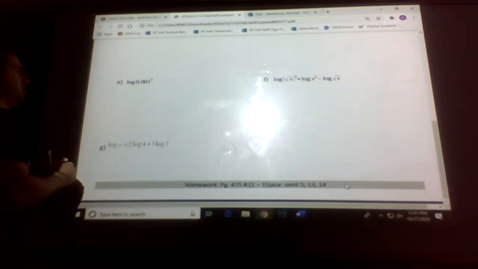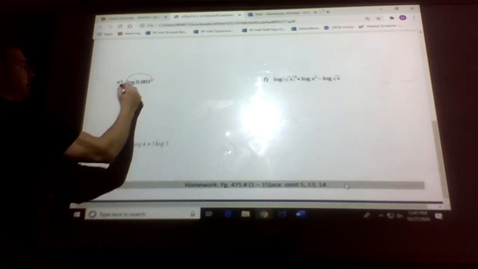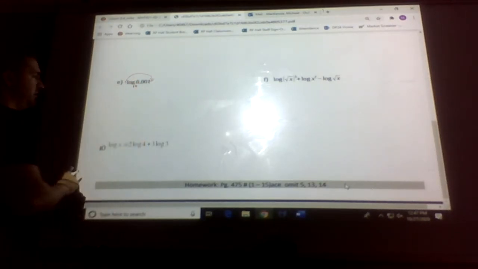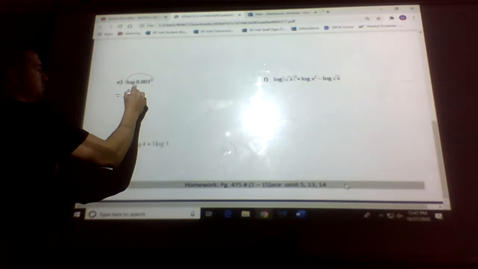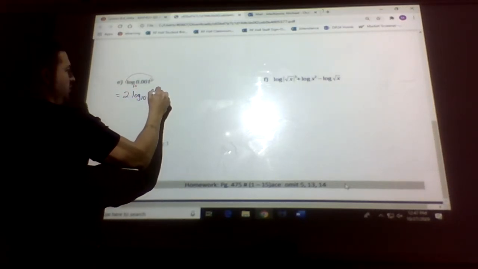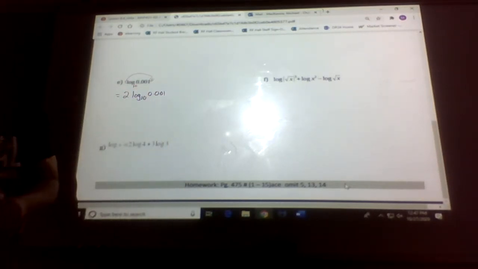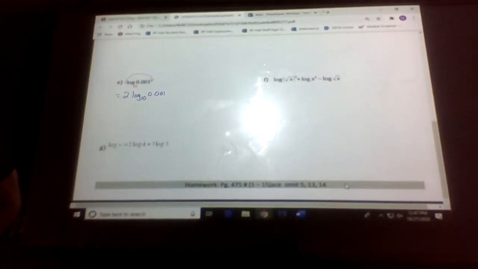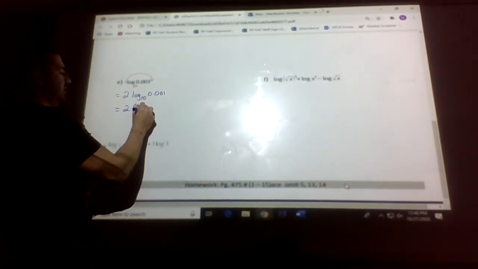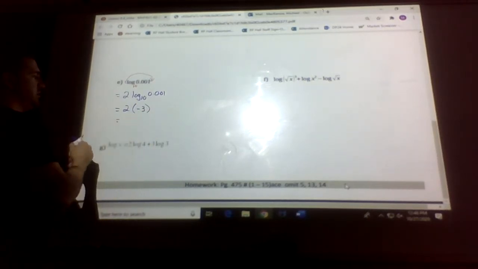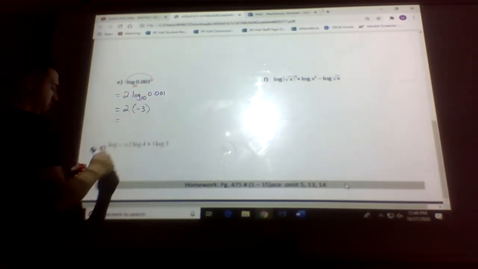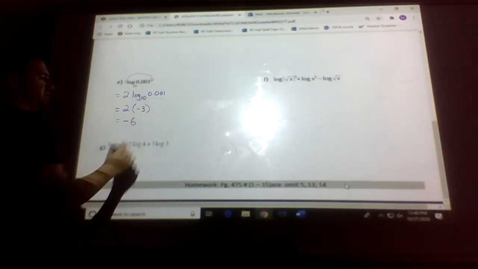Okay, next one. Again, bring our exponent to the front. Remember, if there isn't a base written, it is automatically a 10. So we have 2 log base 10 of 0.001. Divide that out, and you get the answer of -3. So we have 2 times -3, which is -6.